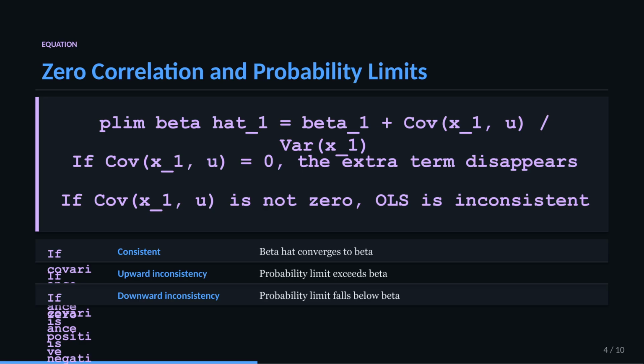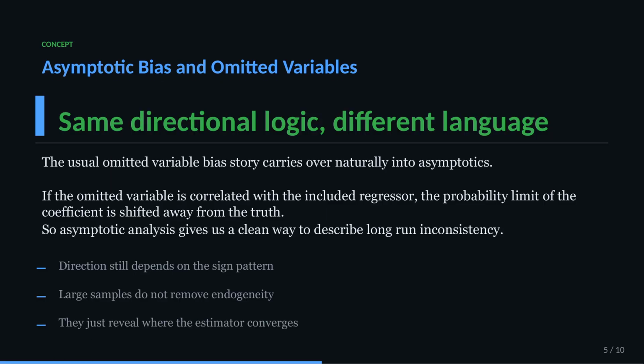That is why omitted variable bias still matters in a large sample world. If the omitted variable is correlated with the included regressor, the coefficient does not slowly drift toward the truth as n grows. It slowly drifts toward a biased probability limit instead. The same sign logic we used for bias earlier still applies. Asymptotics just gives us a cleaner language for describing the long-run consequence.